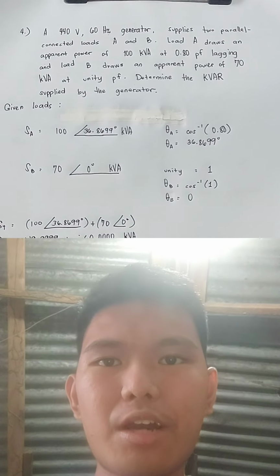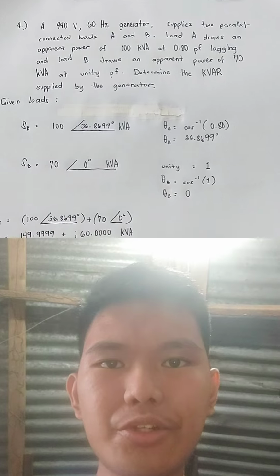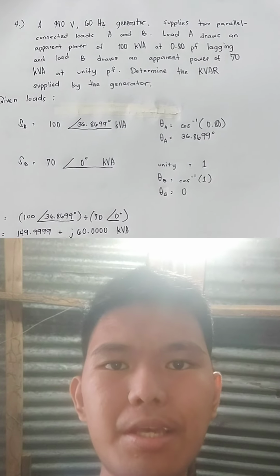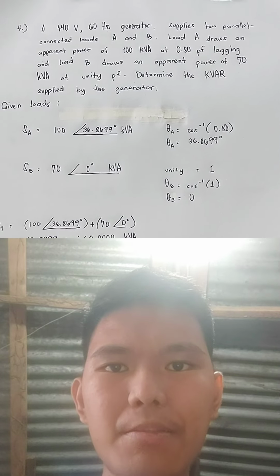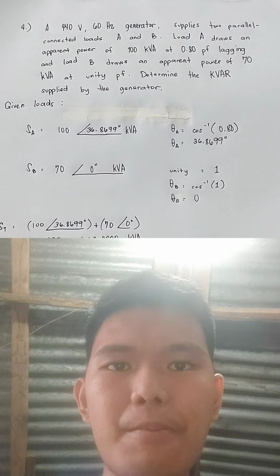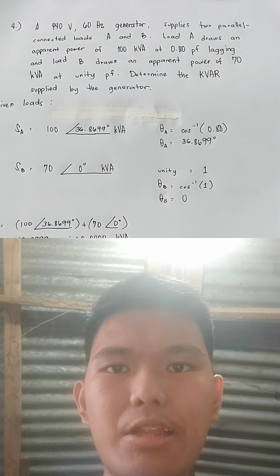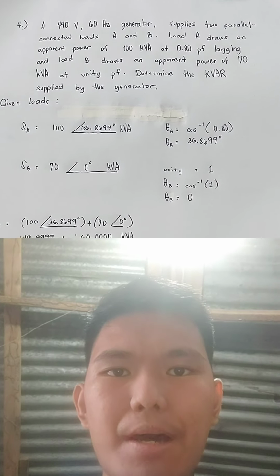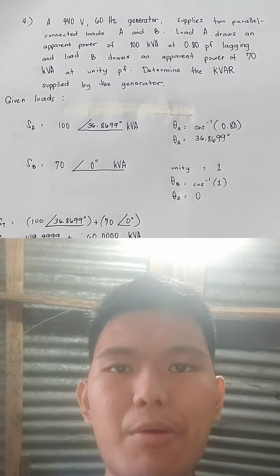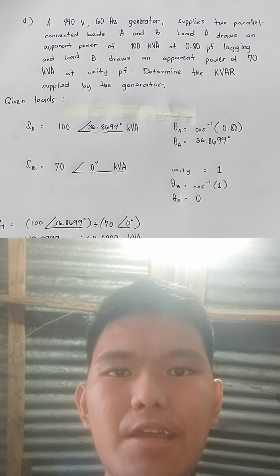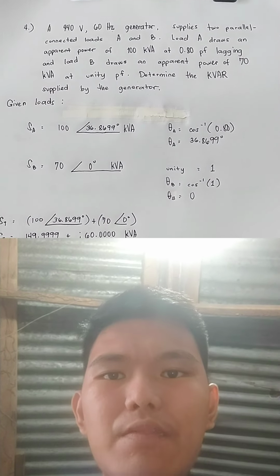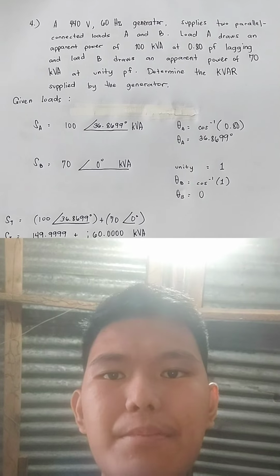In number 4, a 440 volt 60 Hz generator supplies two parallel connected loads A and B. Load A draws an apparent power of 100 kVA at 0.8 power factor lagging, and load B draws an apparent power of 70 kVA at unity power factor. Determine the kVAR supplied by the generator. We have the given loads A and B.